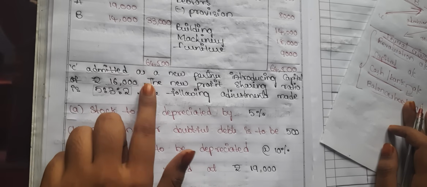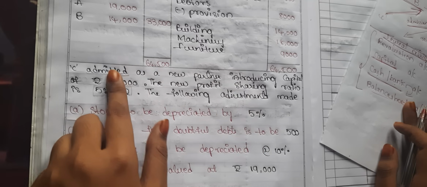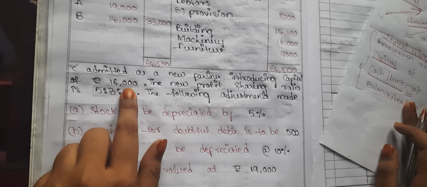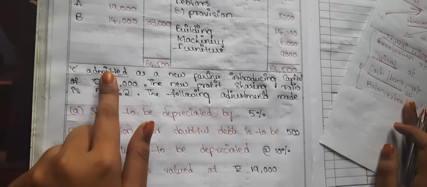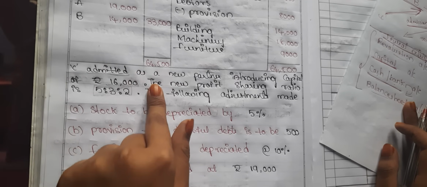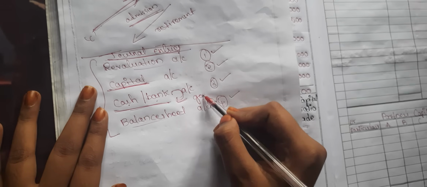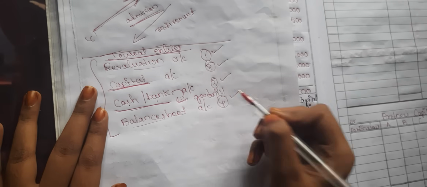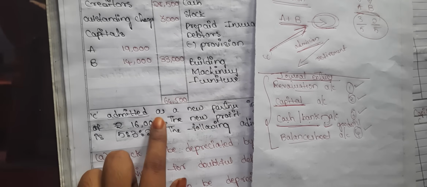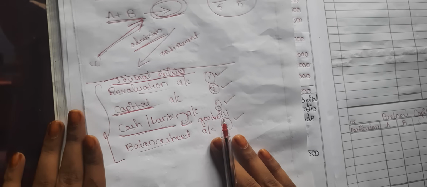After the cash and bank, if they mention goodwill in the question, then you need to prepare the goodwill account. Here they have said only that C admitted with the capital. If C is admitted with the capital as well as goodwill, then after cash and bank you need to prepare the goodwill account also.